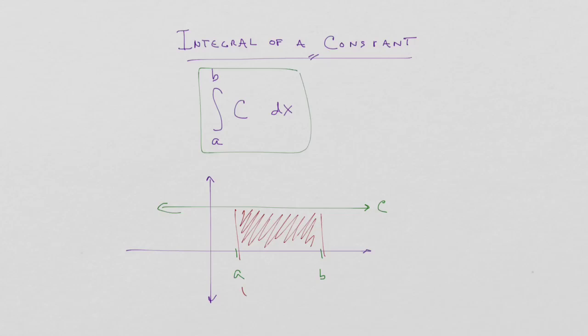So if we think about what this distance is, it's the distance between A and B, which is B minus A. And if we think about what the distance here is, that is the height of whatever this function is, and this function always has a height of C. So the area of this rectangle is C times B minus A.